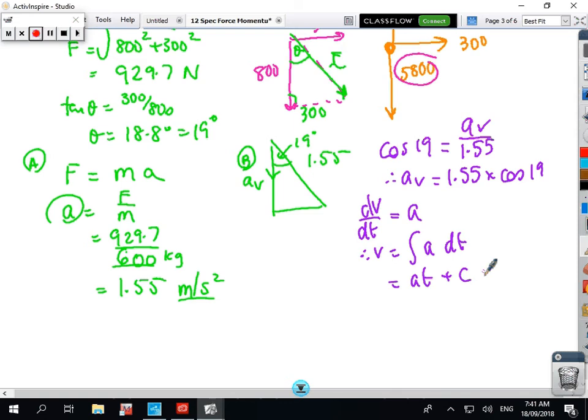Now the initial conditions: when time was naught, the acceleration wasn't acting on it and there was no velocity. So that gives us c equals naught. So then we've got v equals at.